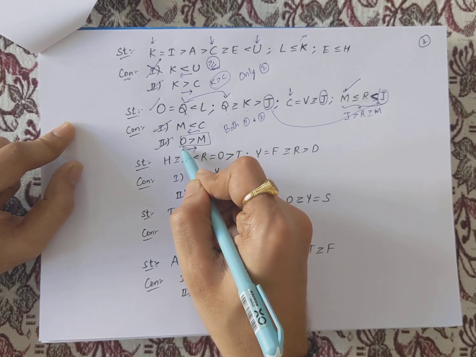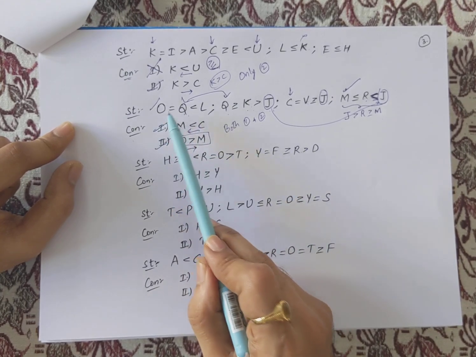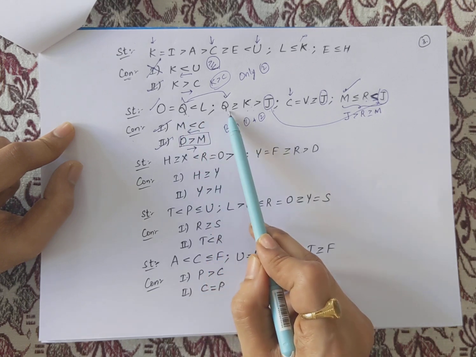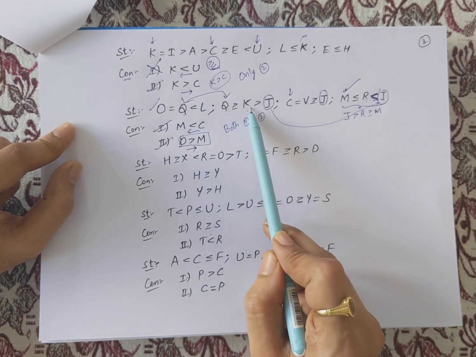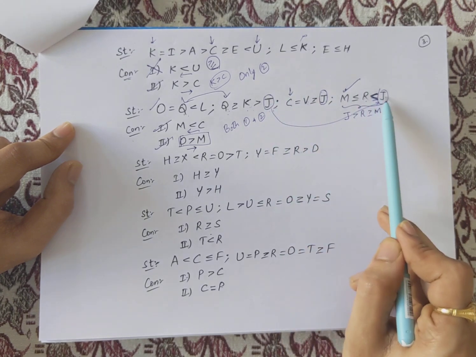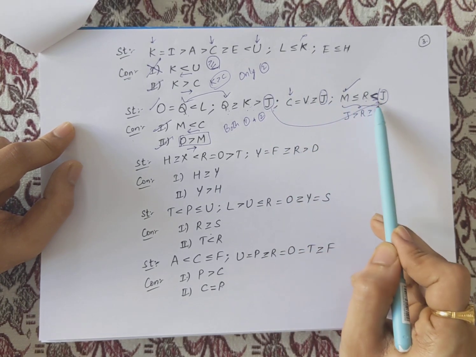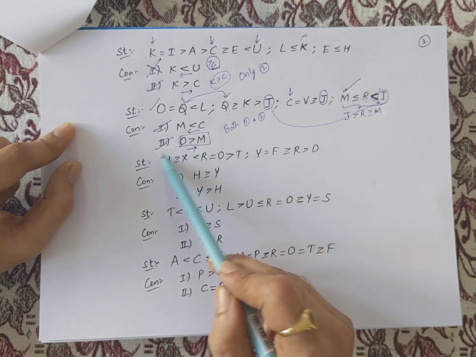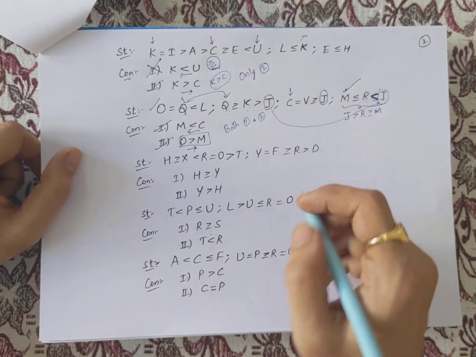See, for this conclusion, we shall see again. From O we can move to Q. So Q is a connector here. From Q we can move to K. From K we can move to J. J is a connector in these statements. From J to R, R to M. So there is no 'is equal to' here. There is no 'is equal to' here. So it is true. Both 1 and 2 are true.